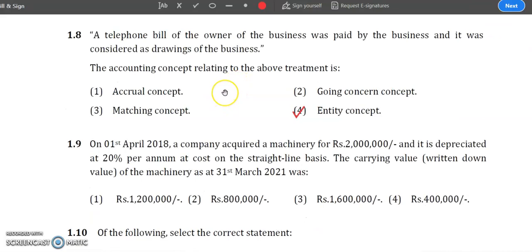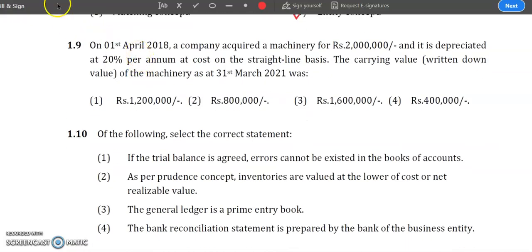A telephone bill of the owner of the business was paid by the business and it was considered as drawings of the business. The accounting concept is very easy. It's the entity concept, because the owner and the business are separate legal entities. So it is the entity concept. Next, question 1.9.